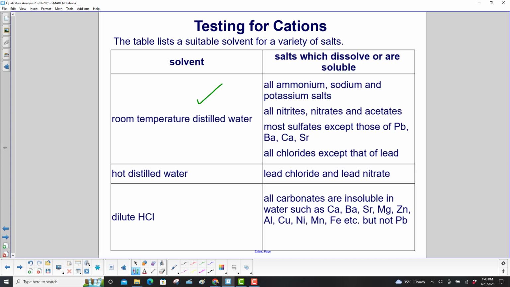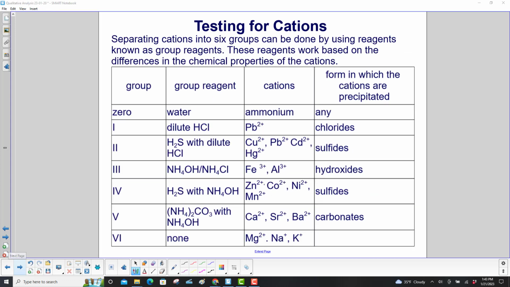We have the room temperature distilled water solvent, and the salts soluble in it are ammonium, sodium, and potassium salts, all nitrites, nitrates, and acetates, most sulfates except those of lead, barium, calcium, and strontium, and all chlorides except that of lead. Hot distilled water dissolves lead chloride and lead nitrate, and then dilute hydrochloric acid. All carbonates are insoluble in water, and then they give you a bunch of examples here, but not lead.